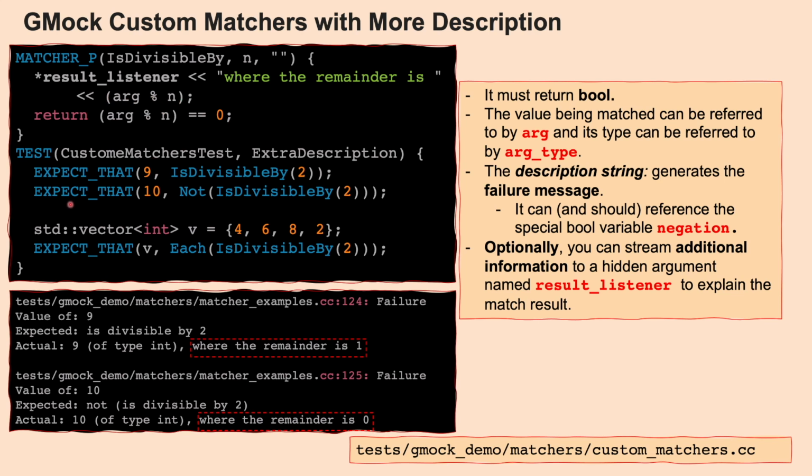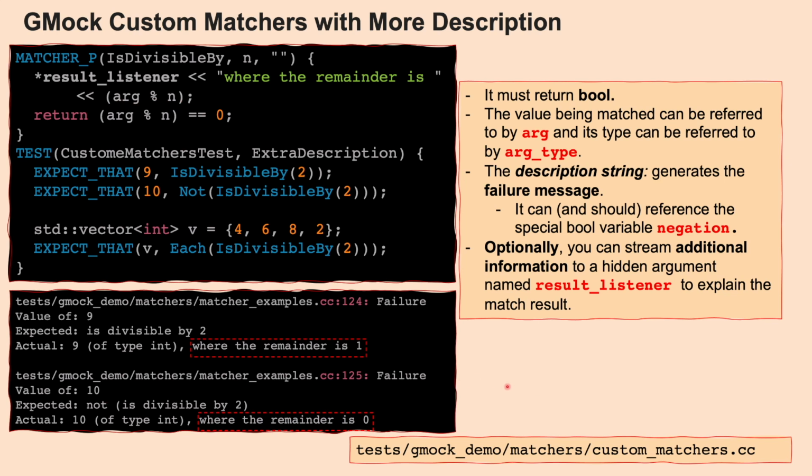So let's look at this example. Expect that 10 is not divisible by 2. Again, the expected part we didn't customize. It's just "not" because we use not here. And then "is divisible by 2" was generated from is divisible by 2, the name of your matcher, which Google Test took and put a space between each two words. However, we customized the actual part where the remainder is 0. That is what we calculated here, where the remainder is arg %n.